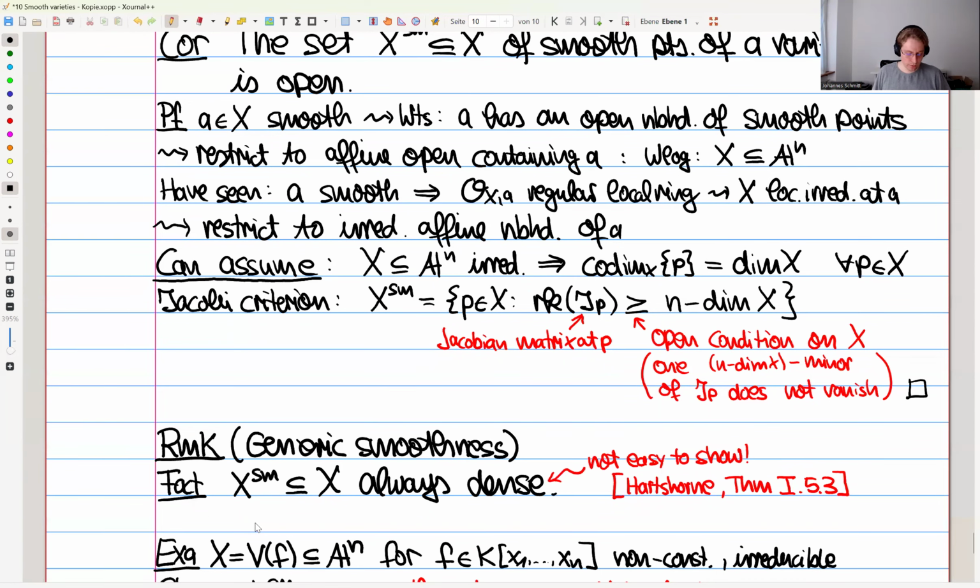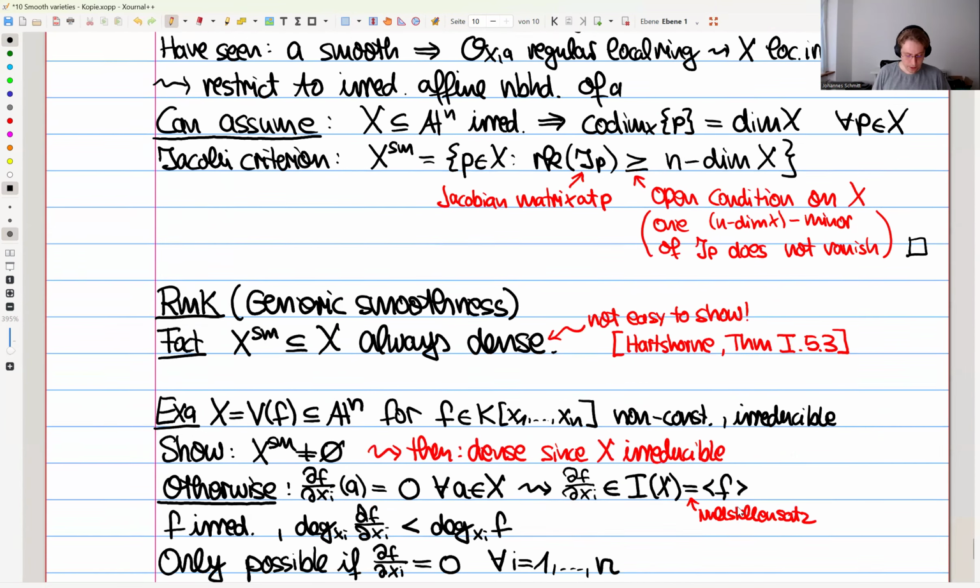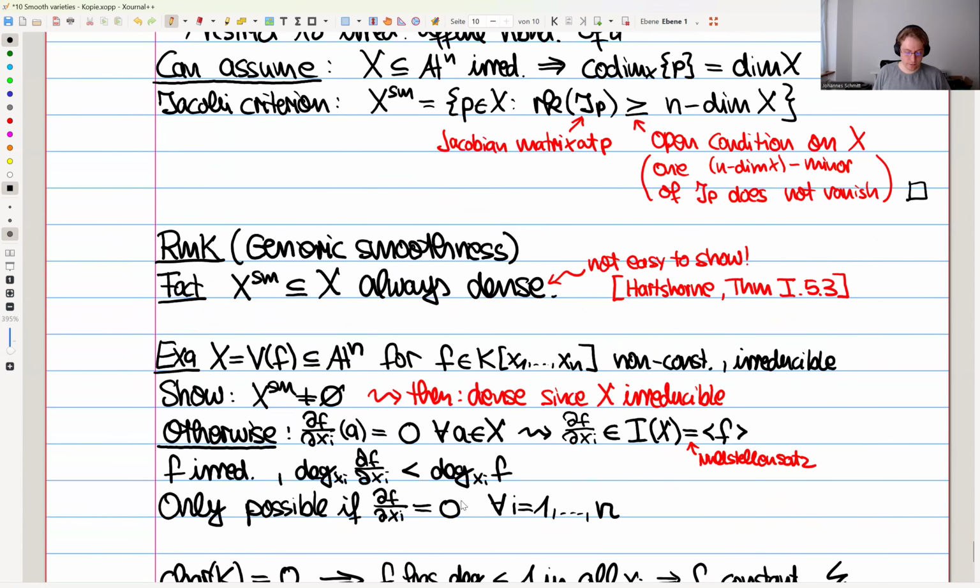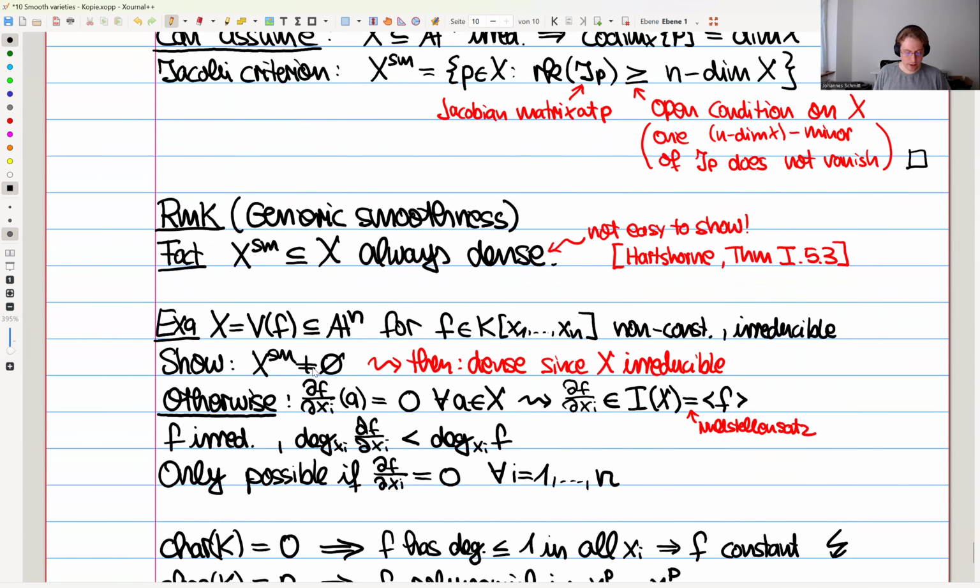And so we are not going to prove it in this generality, but at least for a particular setting, let's see how to prove this. The setting is that of a hypersurface. X is equal to the vanishing locus of f inside A^n, where f is some polynomial, which let's say is non-constant and irreducible. Let's look at an irreducible hypersurface in A^n. And then we show that the locus of smooth points is non-empty because X is then also irreducible. This is then automatically a dense subset. Any non-empty open subset of X is dense.